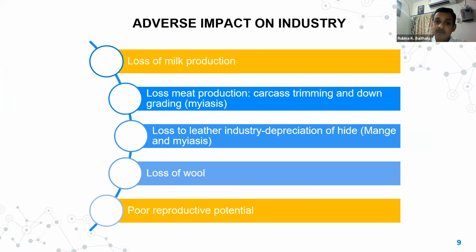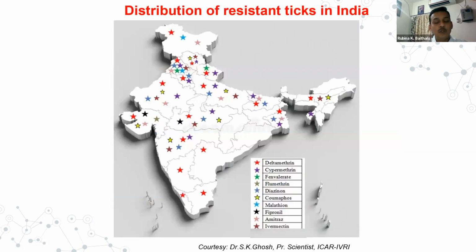there is decrease in milk production. There is a loss of meat production due to myiasis causing flies. There will be a requirement of trimming of the carcass, and that leads to downgrading of the carcass. There is huge loss to the leather industry due to depreciation of the hide that is caused by mange and myiasis. There is a loss of wool production, loss of quality of the wool, and loss of reproductive efficiency. These all together have a very adverse effect on small ruminant production due to these ectoparasites.